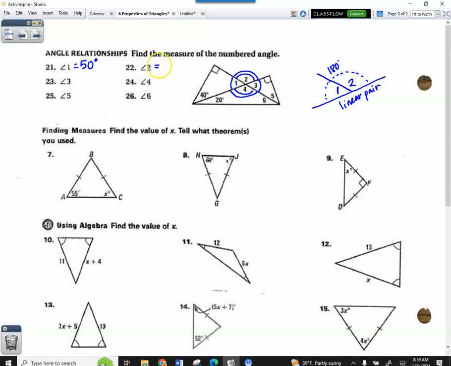All right. So angle 2 is what, y'all? 130. What about angle 3? Good. What about 4? All right. What about 5? 40. 3 is, yep. All right. Angle 6. 30. Okay, now we're to some practice problems.